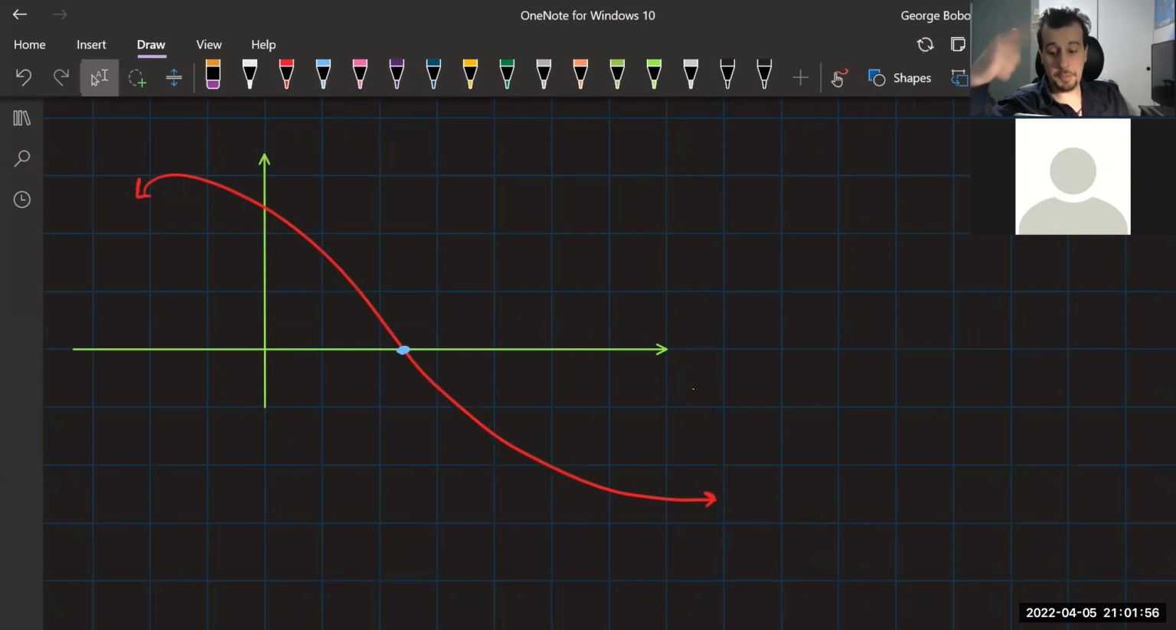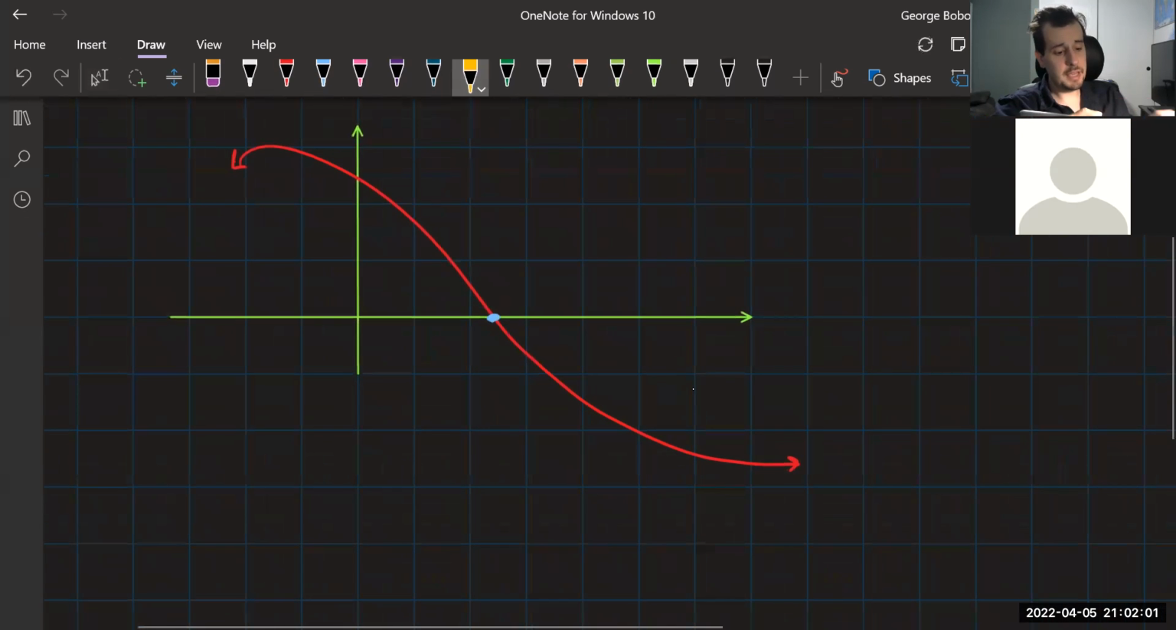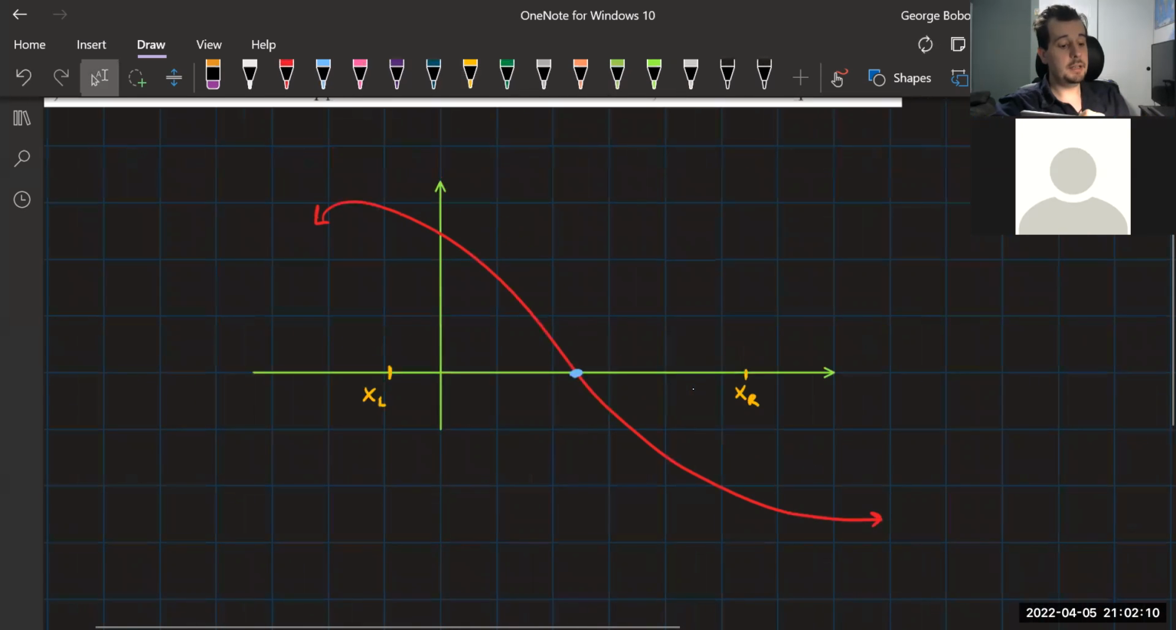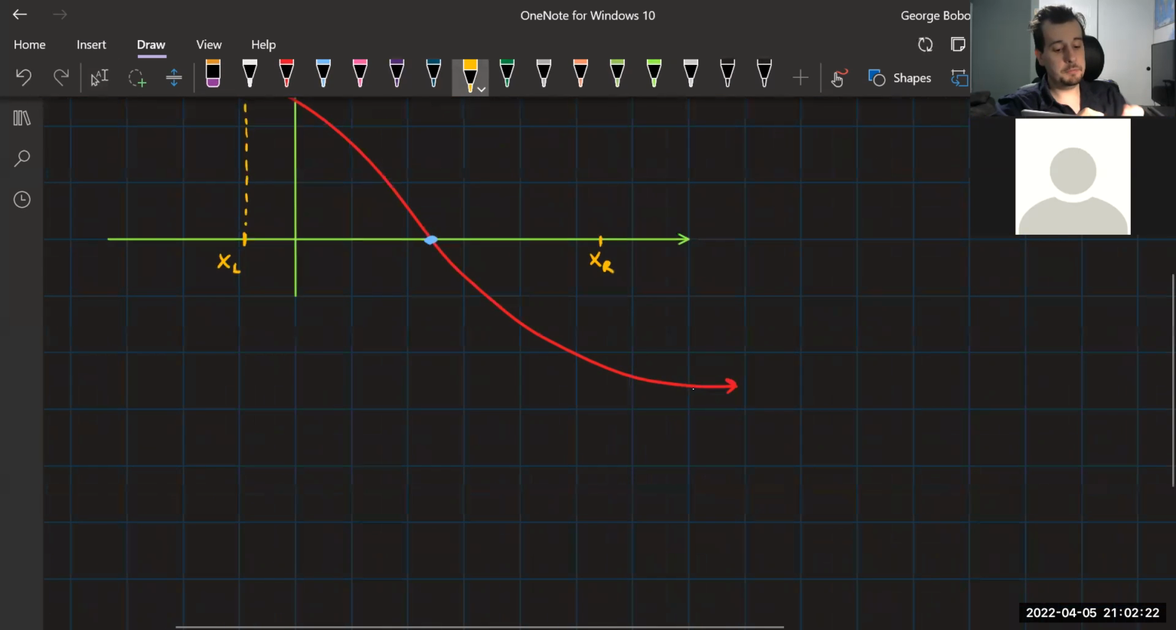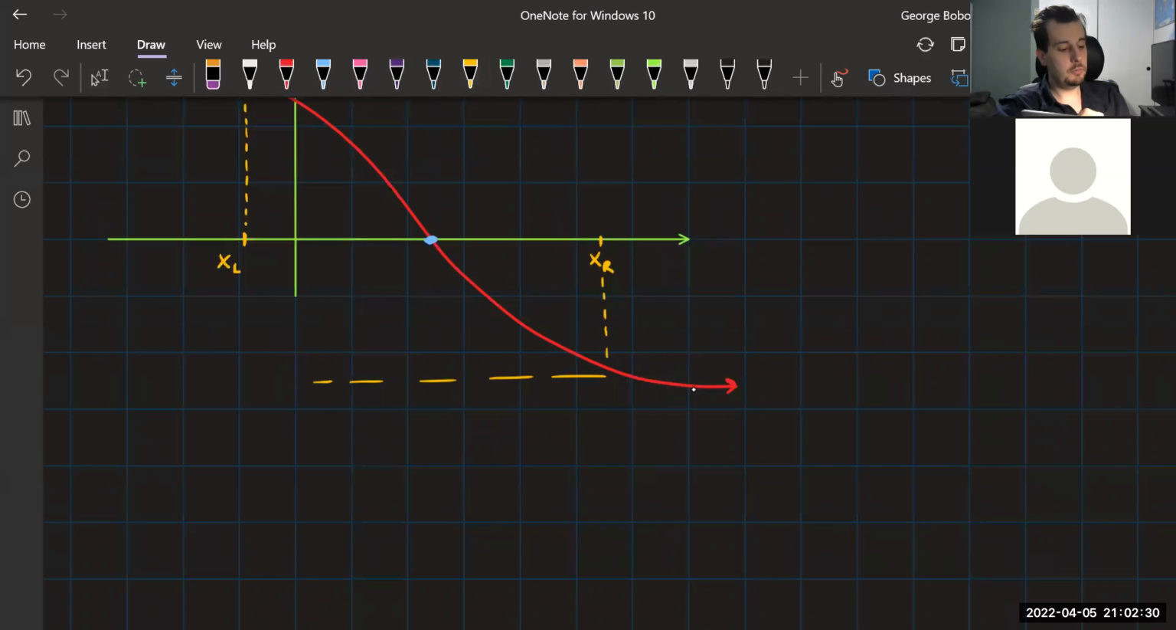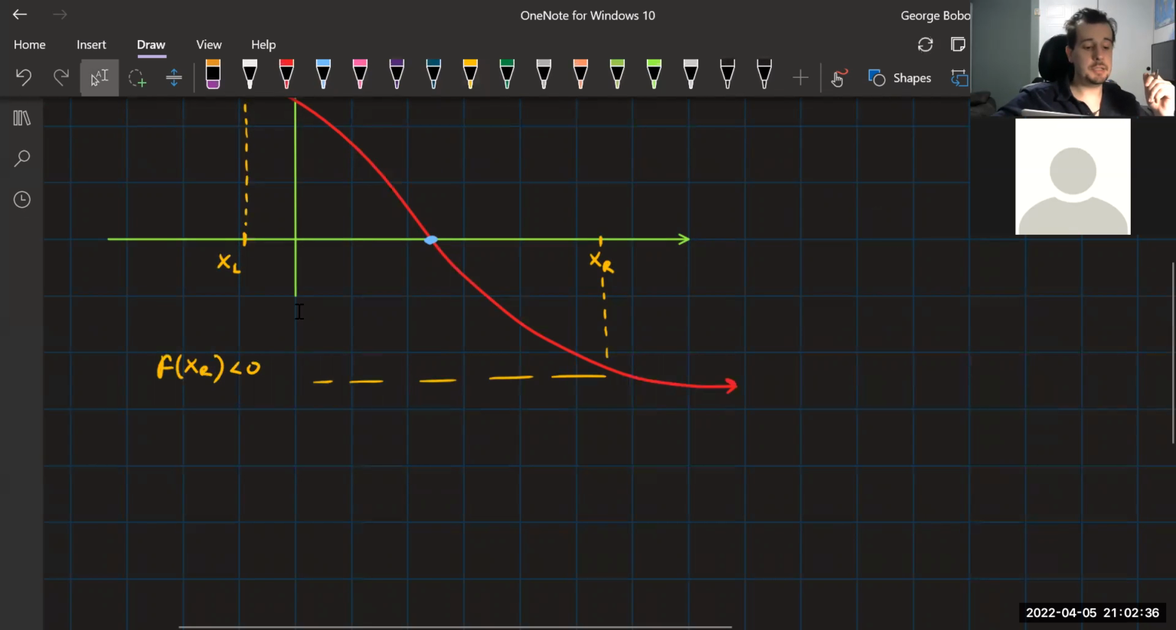and I suspect that there is a root between two x values. Let's say here, the x values I suspect are here, x left, and x right. Notice that if I evaluate the function at the x left right now, I'm going to get a positive, am I not? Yeah. What happens if I evaluate it here? Negative. Absolutely. So I'm just going to write here f of x right is less than 0 and extend the axis.